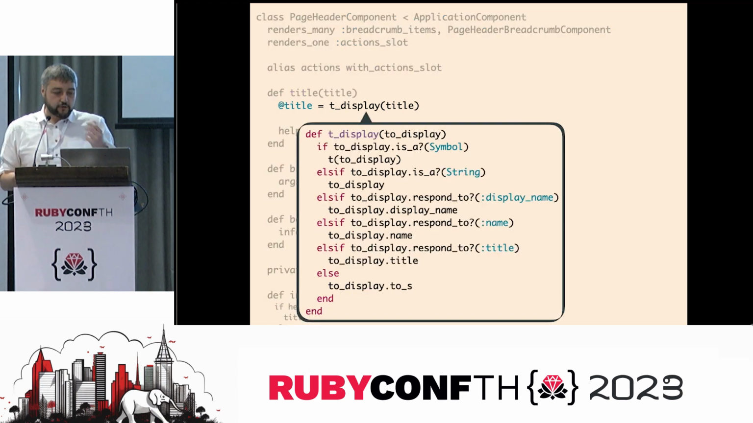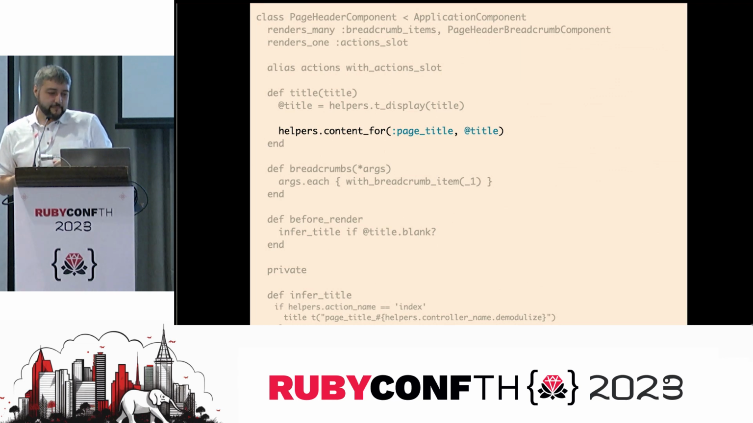I have this title, and the title uses one of my helpers, the T label. It has this T display function for internationalization, where if it's a symbol, try to translate it. If it's a string, just display it. And if it responds to display name, which is my protocol for internationalization, for how objects are displayed, use that. And sometimes I had name and title and just display it. Also very useful when you do internationalization or just control this.